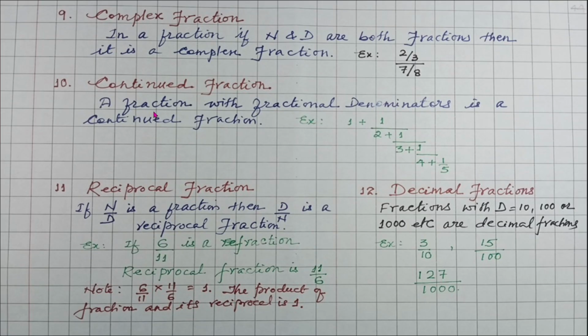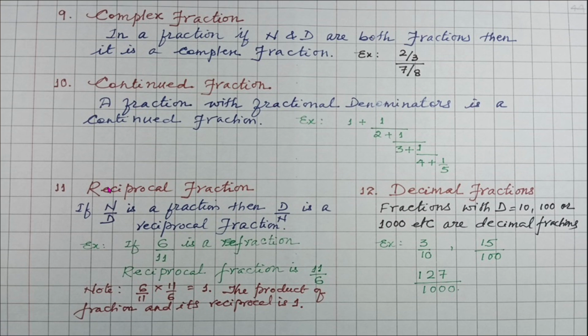Now continued fraction. A fraction with fractional denominators is a continued fraction. Please remember this. We have a whole number, whole part here, and we have got a fractional part in which the denominators are all fractionals. So therefore the denominator itself is a fraction. See here, if you see 1 plus 1 by 2 plus 1 by 3 plus 1, again a whole part and a fraction, again a whole part and a fraction, such fractions are called continued fractions.